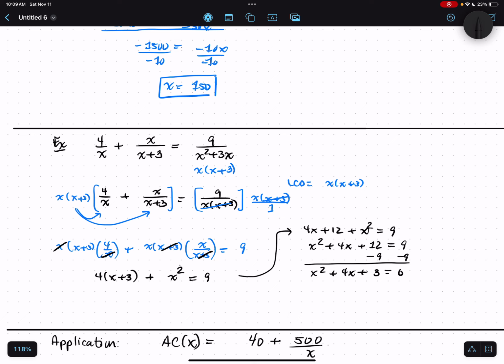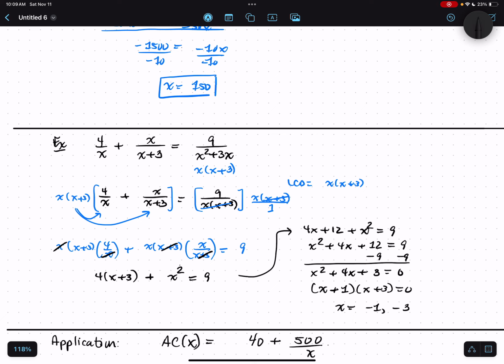And yes, you could use the quadratic formula at this time to solve the quadratic, but this one is actually relatively simple to factor. Factors of 3 that add up to 4 are 1 and 3. And we know that this means that x is equal to negative 1 and negative 3.